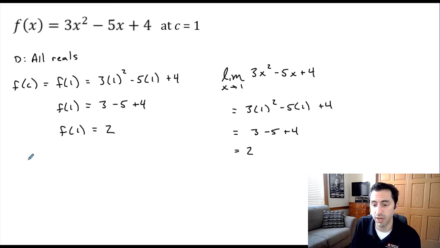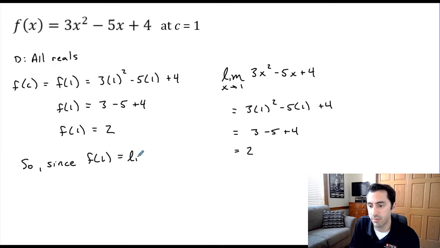So just to summarize this, we can say that since our function value at 1 is exactly the same as the limit as x approaches 1, because those two things are both equal to 2, we know that our function f of x is continuous at this value of 1.